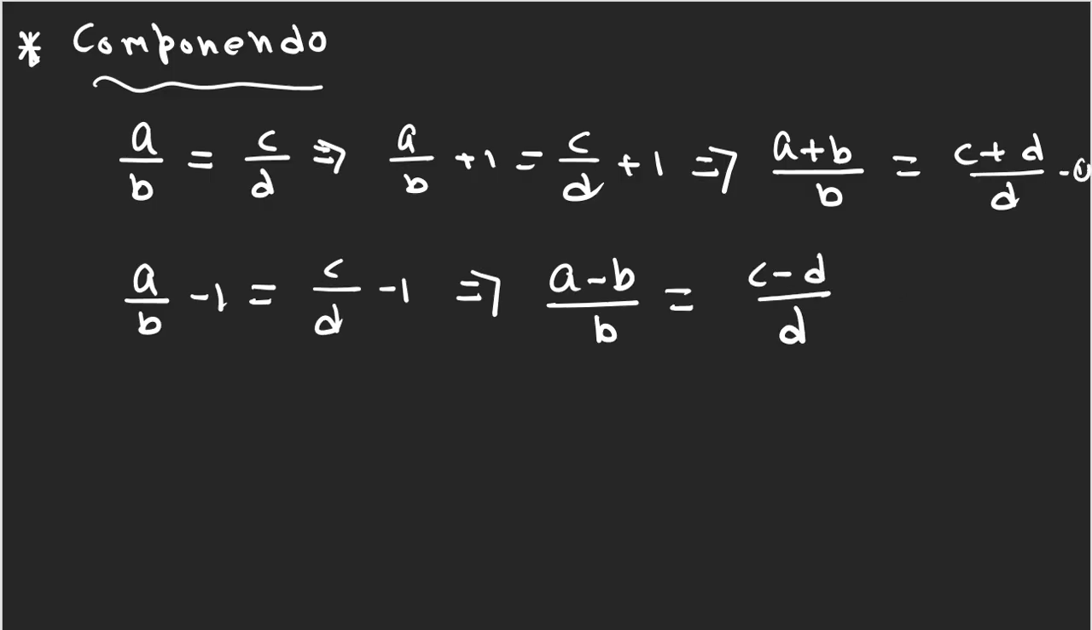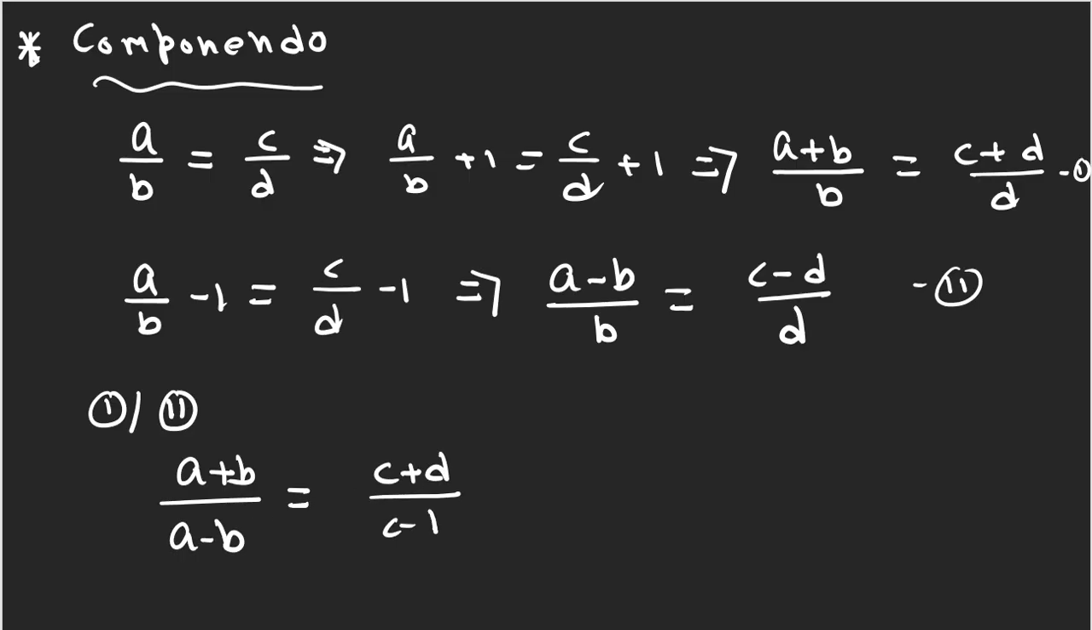Call this equation number 1 and call this equation number 2, and divide equation number 1 by equation number 2. What will you get? A plus B by B divided by A minus B by B. This will become A plus B by A minus B is equal to C plus D by C minus D. So if A by B is equal to C by D, then A plus B by A minus B is equal to C plus D by C minus D. This is also true. So if this is true, this will also be true. Clear? So this is called componendo and dividendo.